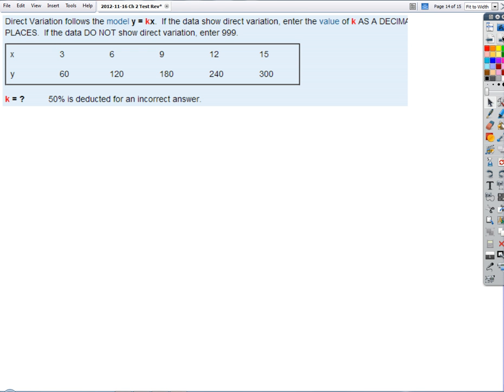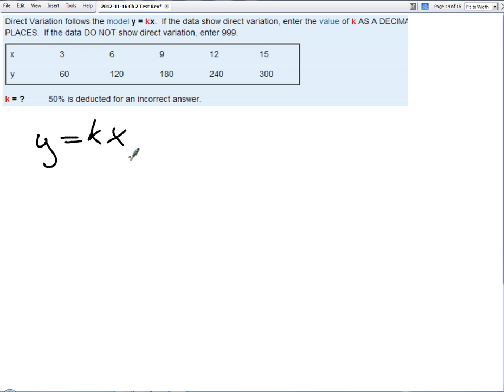Okay, direct variation. And this is an easy one. Direct variation, remember, means this. That's the direct variation equation, but in order for it to be direct variation, the k has to be a constant, right? So all we have to do here is just see if the k is in fact a constant. I'll just check each of these ordered pairs and see.